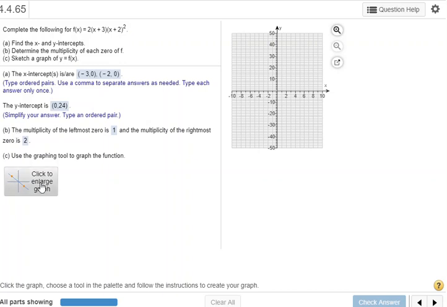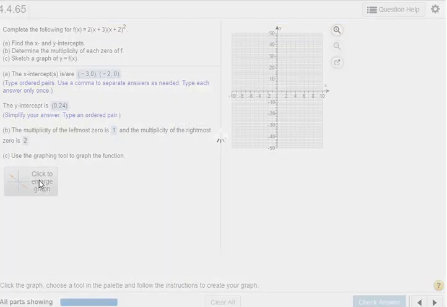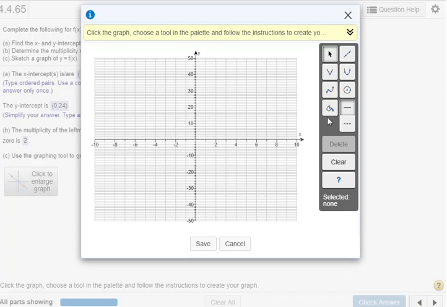So now we're ready to do the graph. So we'll click to enlarge the graph. That's the best thing to do. And we said it was a cubic function, not a parabola. So we're going to click this, and note that it says it's a 4-point tool. So we have to have 4 points. We already have 3.